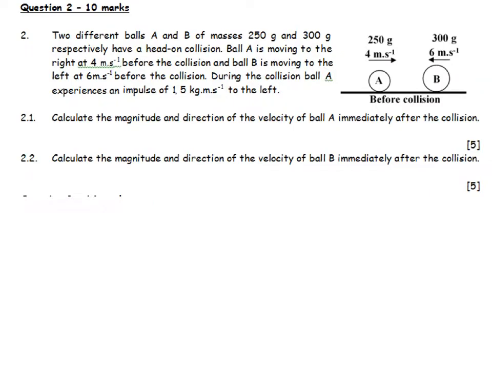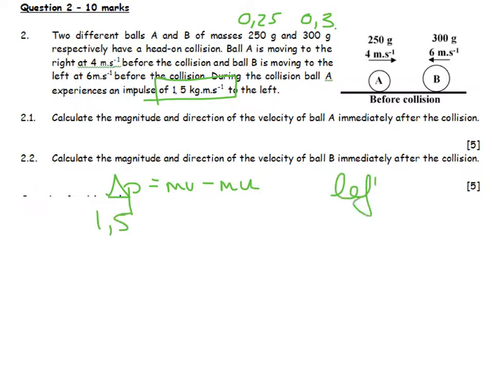We've got two different balls. Both their masses are in grams. You do need to convert both of those into kilograms before you do anything else. And they tell you a direction and a velocity for each of those. And then they say that the impulse is 1,5 to the left. So you're going to go change in momentum is equal to mv minus mu. 1,5, I'm going to make left positive and right negative.